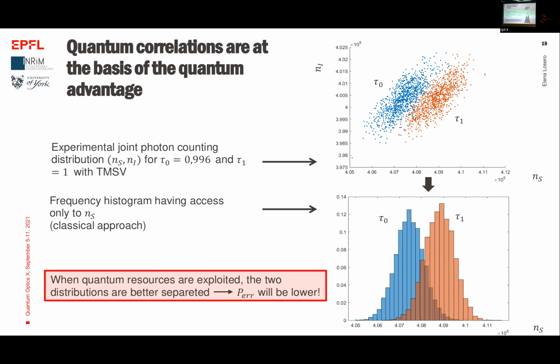While in the bottom plot, you can see the information that we can have while having access only to one of the two channels, which corresponds to the classical case. And we can appreciate that in this bottom plot, the two distributions are much more overlapped compared to the first plot. So this is why, if quantum resources are exploited in the correct way, we can do better than in the classical case.